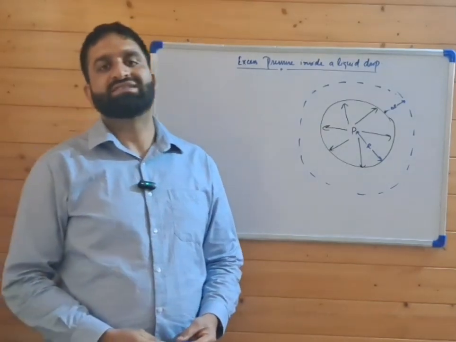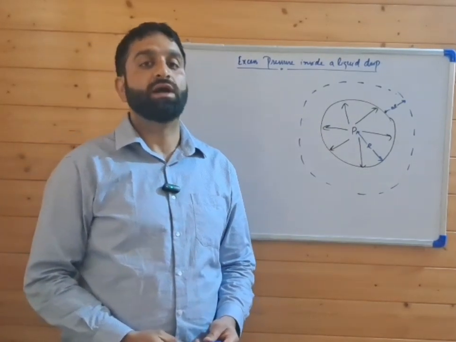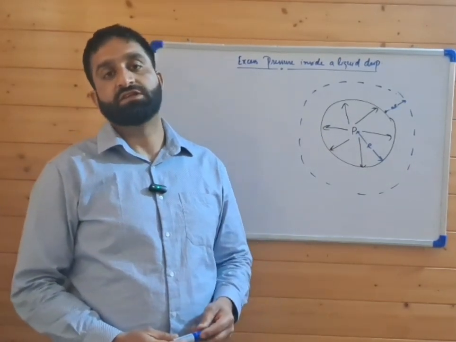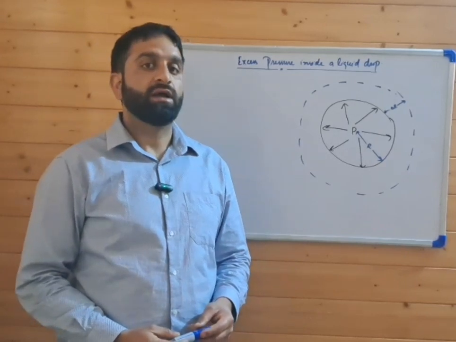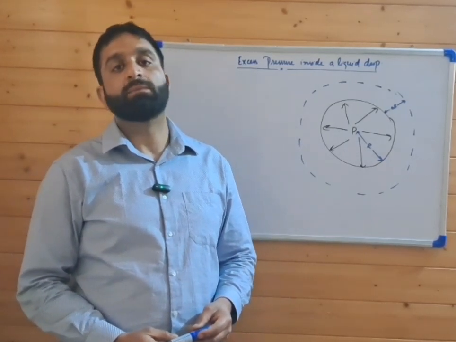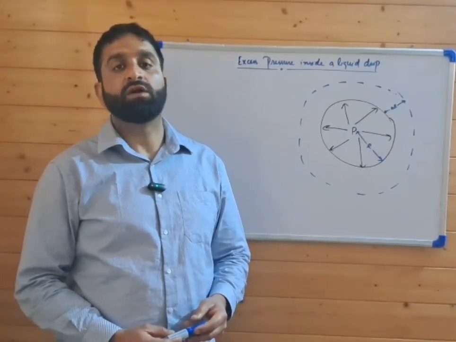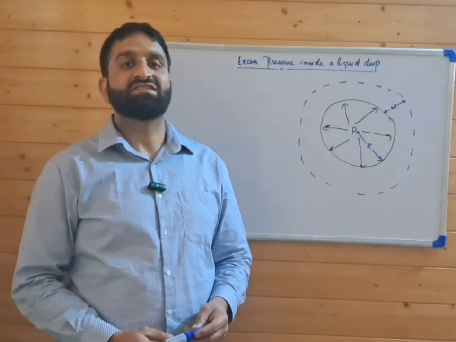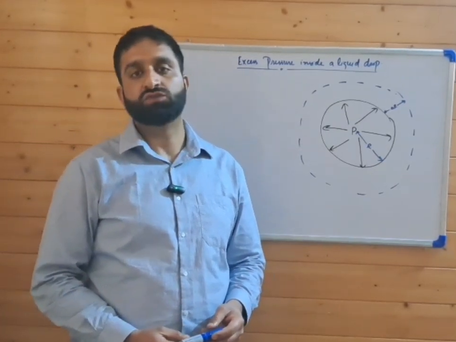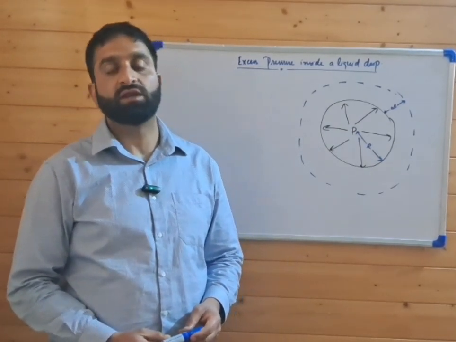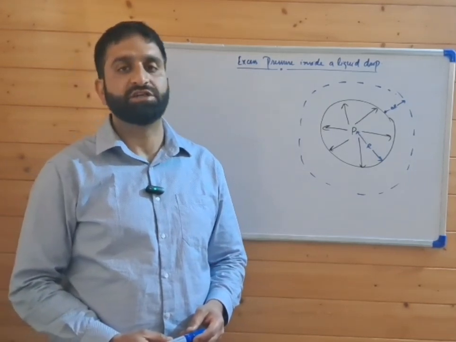Let us discuss the excess pressure inside a liquid drop. We know that due to the forces of surface tension, the free surface of a liquid tends to have the minimum possible area. And for a given volume, the sphere has the minimum area, so liquid drops at rest or in equilibrium are of spherical shape.